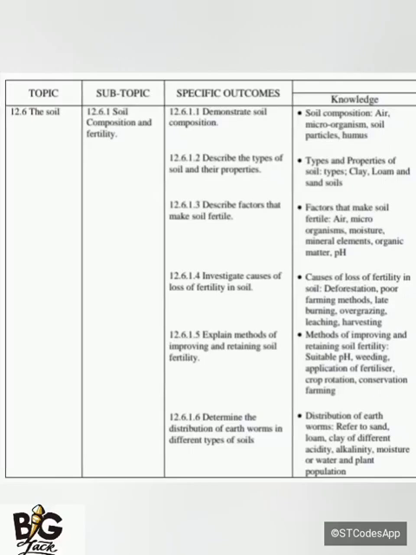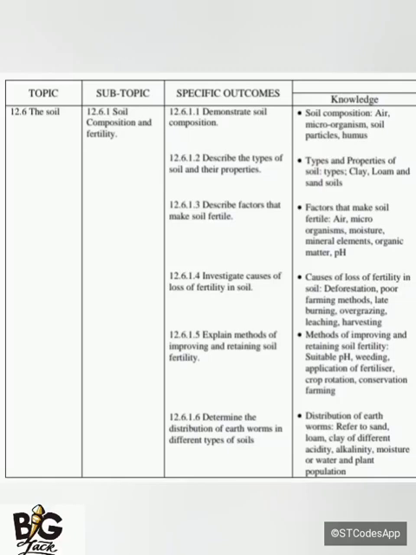Then the last one, you need to describe the properties of the sand soils. The next one, you need to describe the factors that make soil fertile. For example, you can talk of air, organisms, moisture, mineral elements, and the organic matter. And the last one, you can also talk of the pH.